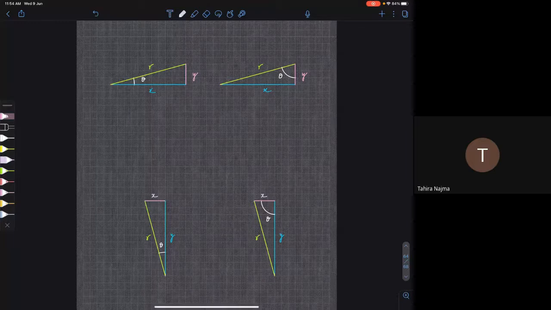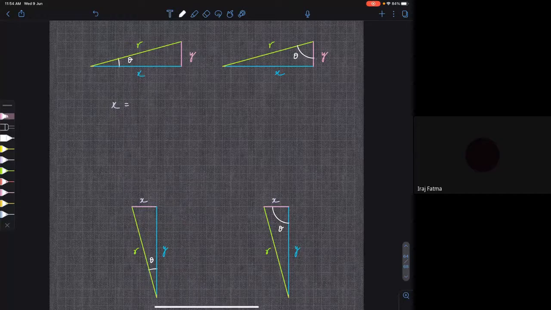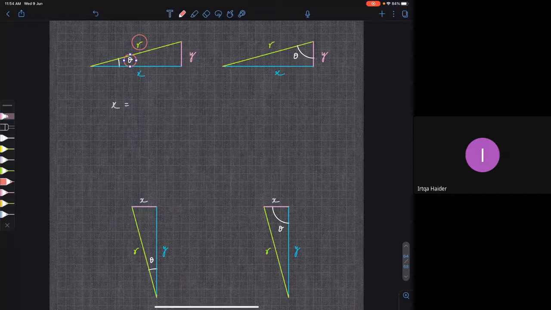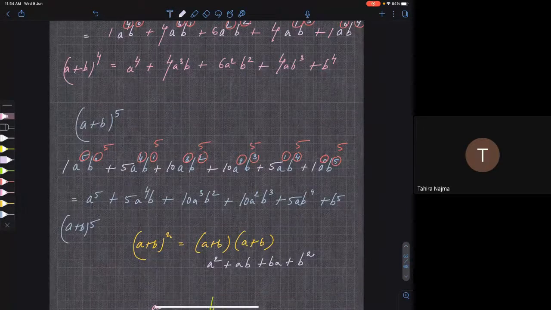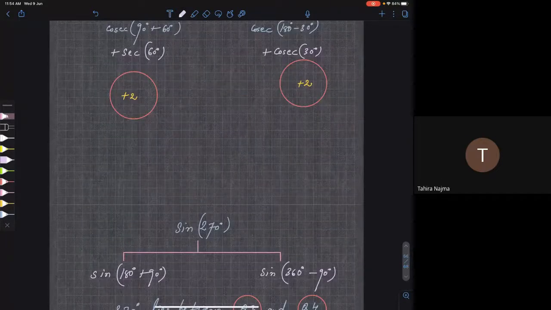Cos of theta. Adjacent side. What is x equal to? If r and theta are given, r is given, r and theta. R cos theta. Very good. x is equal to r cos theta and y is equal to r sin theta. Yesterday I told this. Very important thing: if r and theta are given, we can find x and y.